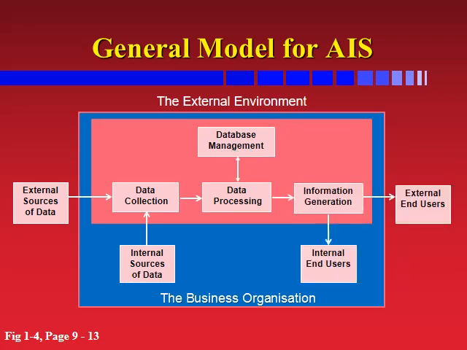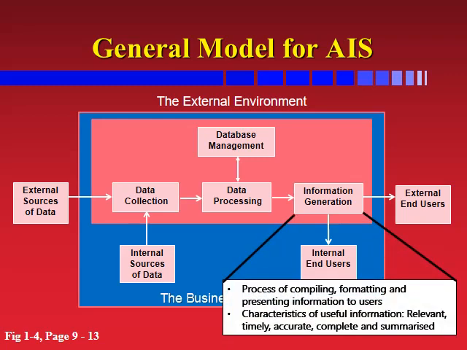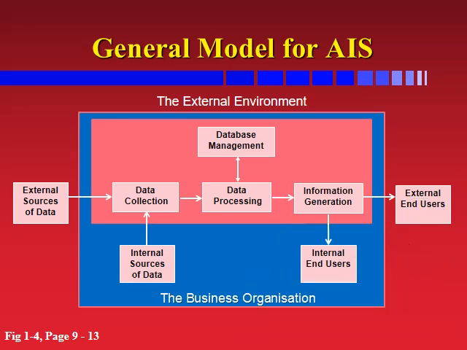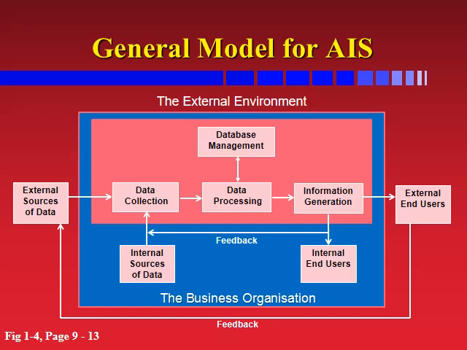Information generation is the process of compiling, arranging, formatting, and presenting information to users. And information can be an operational document, such as a sales order, a physical report, or simply a message on the computer screen. Now, the output can be for external or internal users. Finally, feedback is a form of output from users, both external and internal, and this is sent back to the system as a source of data to initiate or alter a process.